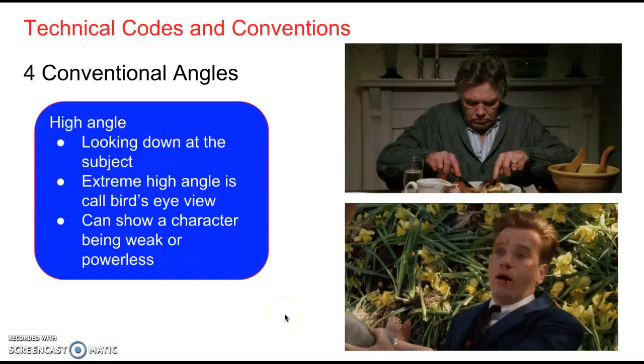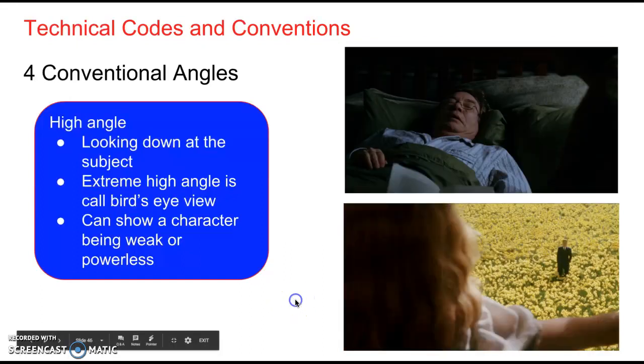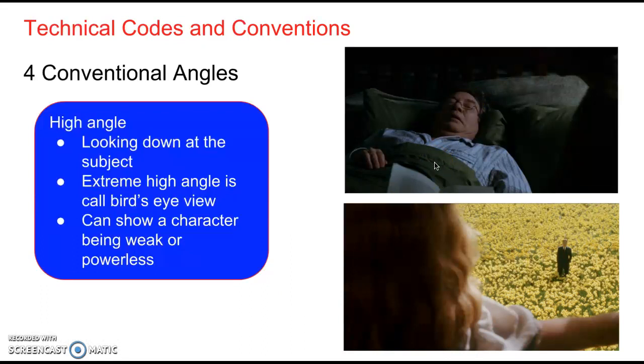If a character is feeling a moment of weakness, we might be looking down at them. It doesn't have to be for a fight. Here Edward Bloom is dying, so we're looking down at him because he is weak, he's powerless. Here, I love this shot because in this particular scene, we are looking down on Edward Bloom. Sandra Templeton has all the power. He's just waiting. Is she going to make a decision?